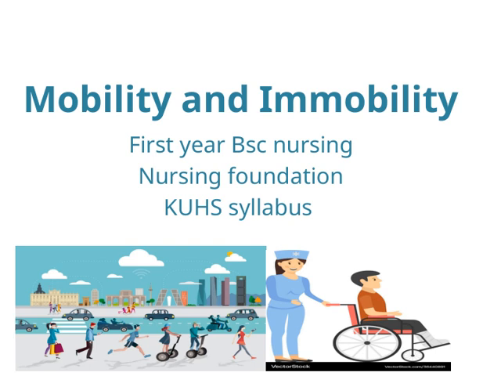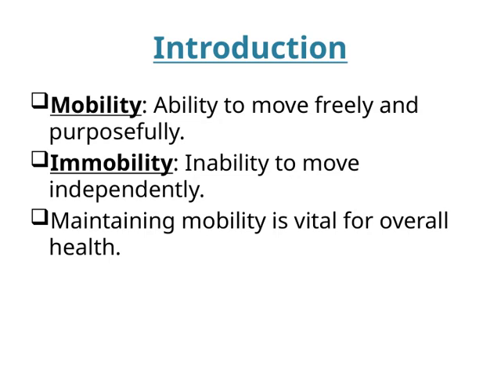Let's get started. Let's start by looking at some key terms. Mobility refers to the ability to move freely and purposefully. It's about being able to get around and perform daily activities with ease. On the other hand, immobility is the inability to move independently, which can significantly impact a person's quality of life. Maintaining mobility is absolutely vital for overall health because it supports independence, enhances physical and mental well-being, and helps prevent complications that can arise from inactivity.